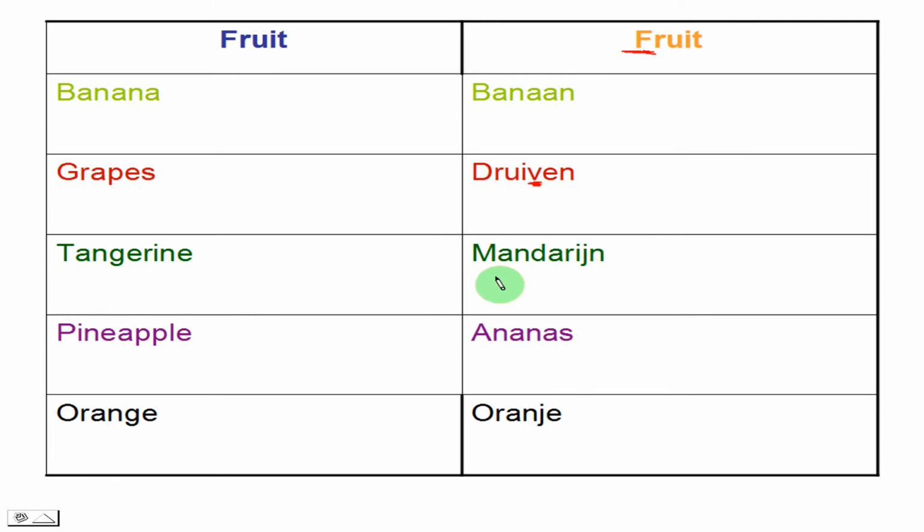Tangerine is called mandarijn. Mandarijn. IJ is pronounced as Y. Mandarijn.